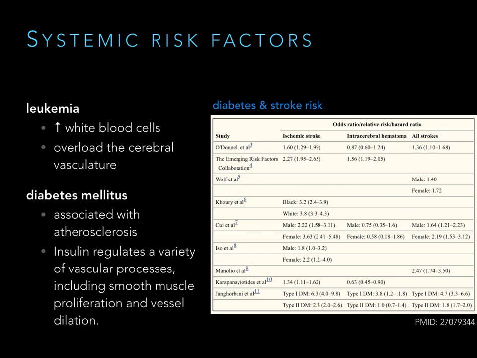In this table, we can see the relative risk of stroke in diabetic patients versus non-diabetic age-matched controls. And across all studies, we can see an elevated risk, certainly for ischemic stroke. The hemorrhagic stroke in the middle column here isn't always elevated. And the risk of all strokes, since they're primarily ischemic stroke, is of course elevated in diabetic patients.